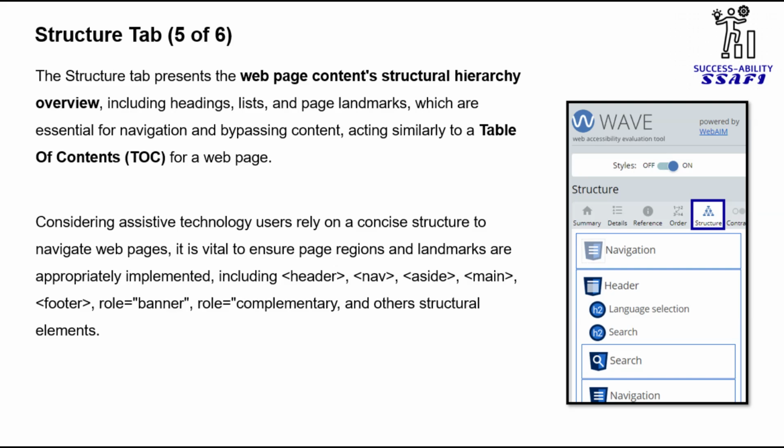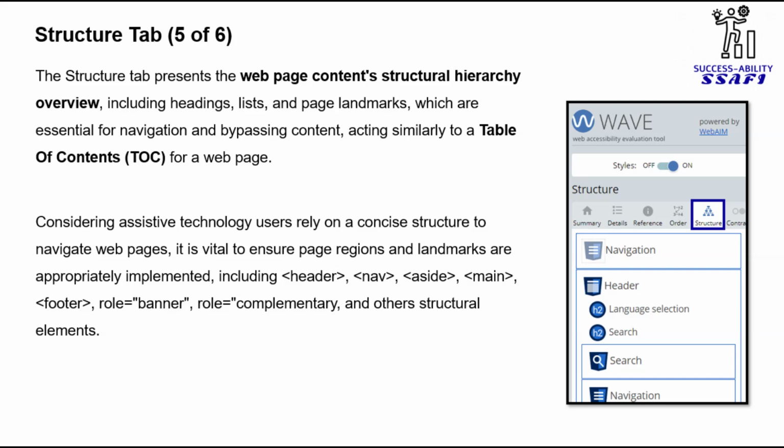The following are some of the points to review in the Structure tab. Number 1. Landmark elements are implemented and used correctly. Number 2. Essential landmarks such as header, main, and footer components exist only once on the web page. Number 3. Content is in the suitable page region. For example, global navigation is located in the header tag, or the role equals banner attribute is appropriately applied to the wrapper content of this widget.